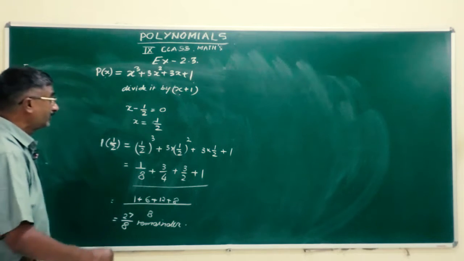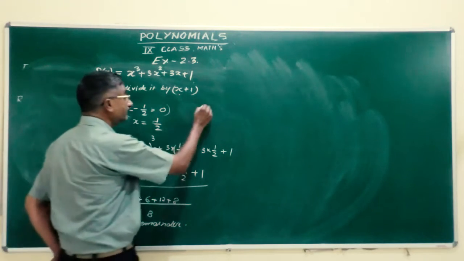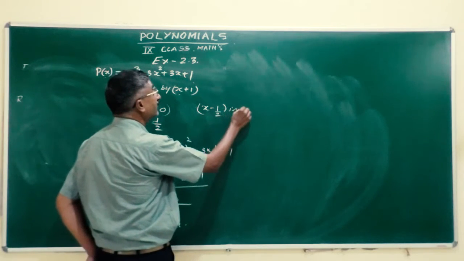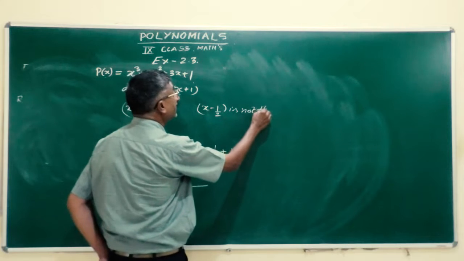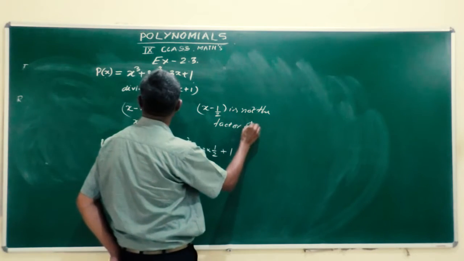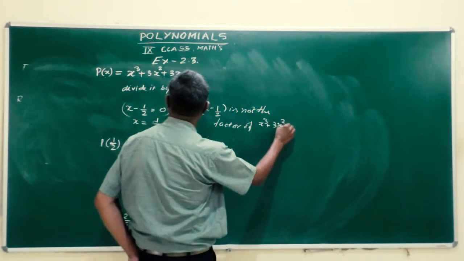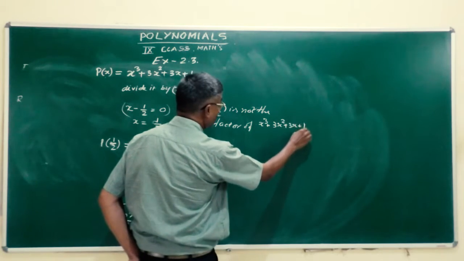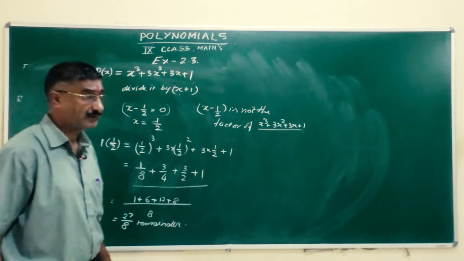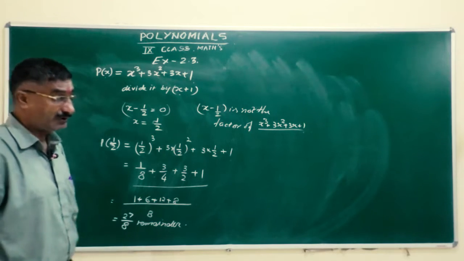It means x minus 1 upon 2 is not a factor of x cube plus 3x square plus 3x plus 1, or we can say this is not a multiple of this one. Clear? Because we are not getting the remainder equal to 0.